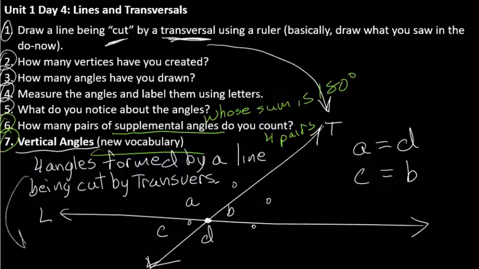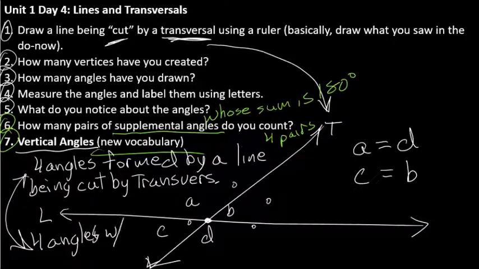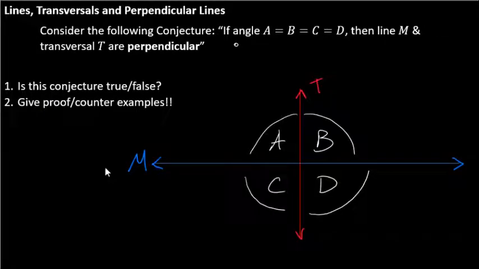Another definition that we can use is four angles that share the same vertex. So I've got one vertex and 1, 2, 3, 4 angles. Okay, so here I've got a conjecture.